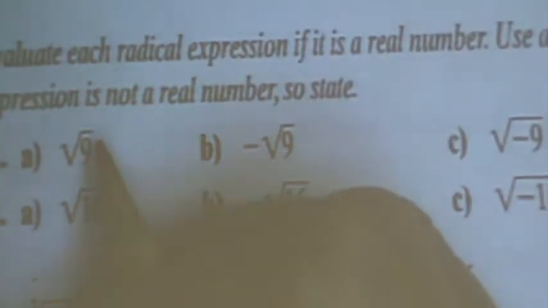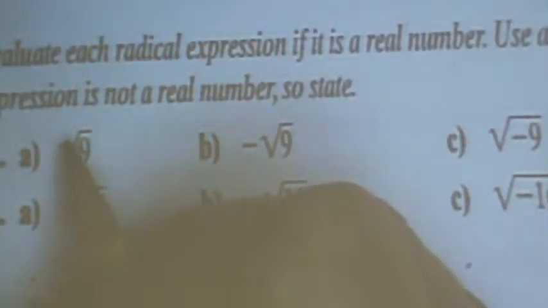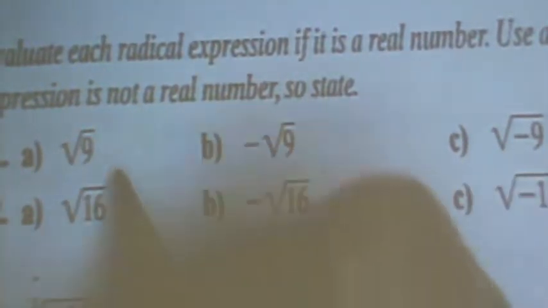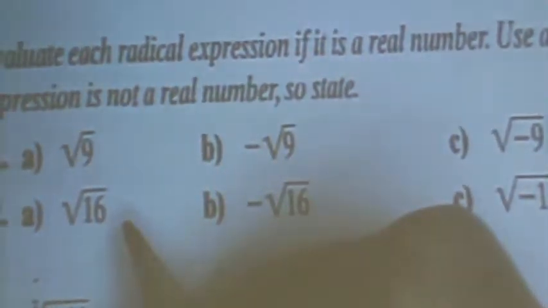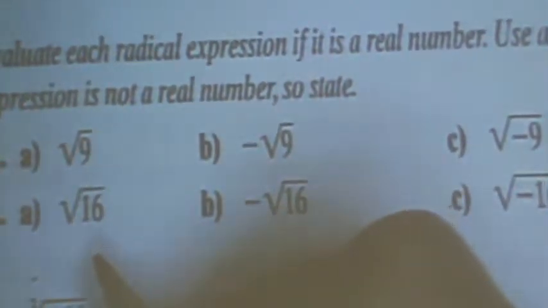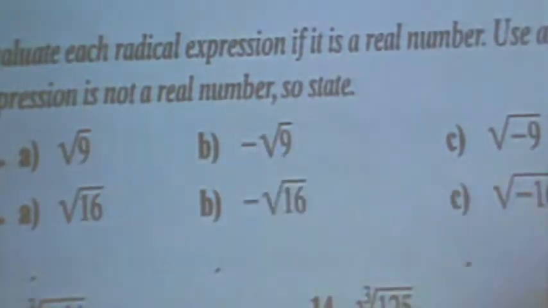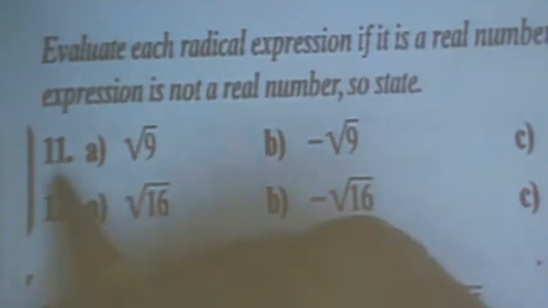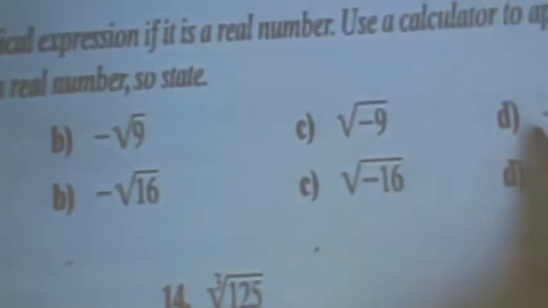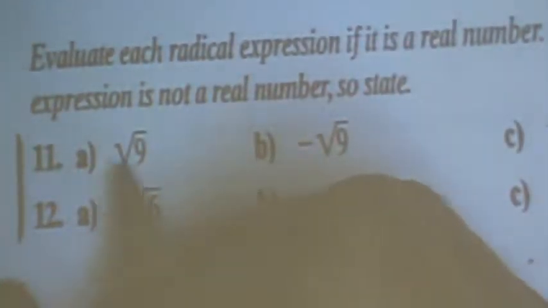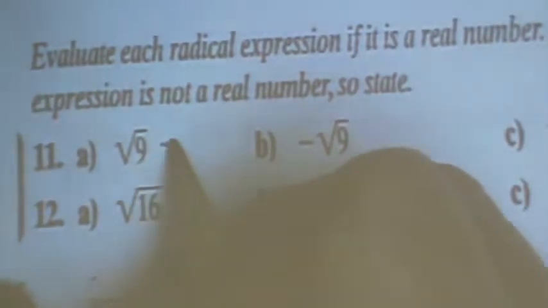So if the index is even, the radicand, the number underneath the radical sign, must be a positive number. Otherwise, it's not a real number. So you're looking for the square root on problem 11A, B, C, and D. So for A, the square root of 9 is 3.